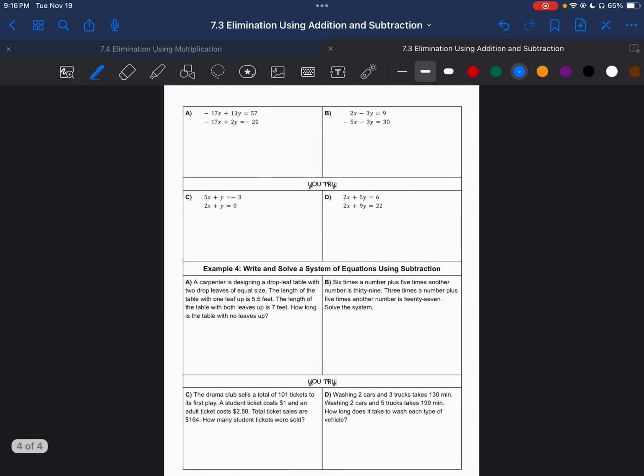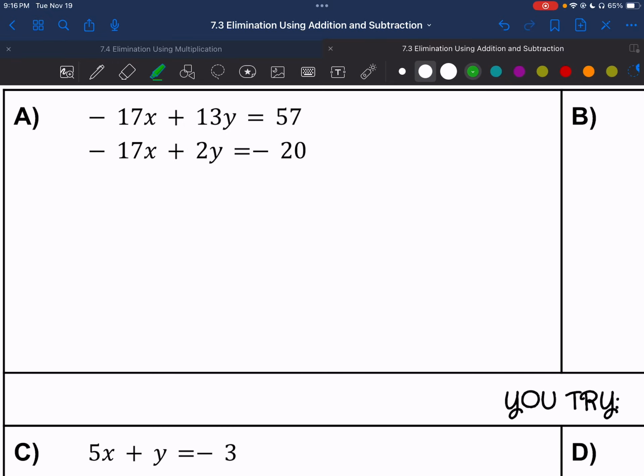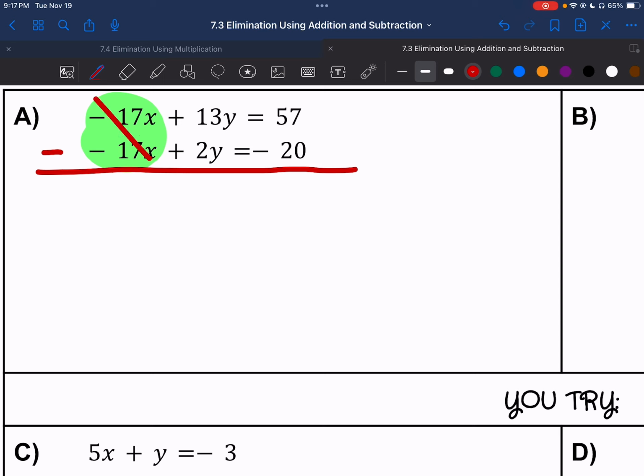All right, let's go on to the next page, and we are going to do some practicing with this. So in letter A, you can see that my x terms are the ones that we need to cancel out because they are the same sign and the same value. So we're going to subtract. 17x minus 17x cancels out. 13y minus 2y is going to be 11y. And 57 minus negative 20 is going to be equal to 77. We divide both sides by 11, and y is equal to 7.